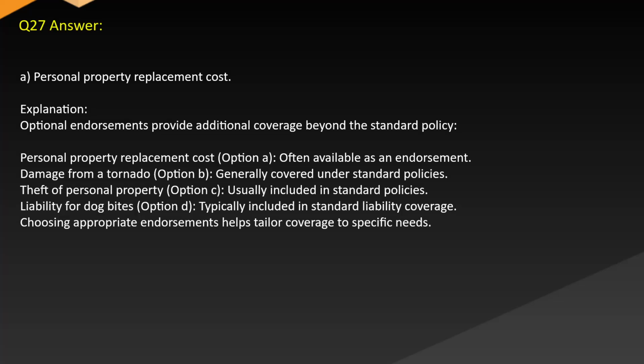Answer A. Personal property replacement cost. Explanation: optional endorsements provide additional coverage beyond the standard policy. Personal property replacement cost, option A, often available as an endorsement. Damage from a tornado, option B, generally covered under standard policies. Theft of personal property, option C, usually included in standard policies. Liability for dog bites, option D, typically included in standard liability coverage. Choosing appropriate endorsements helps tailor coverage to specific needs.